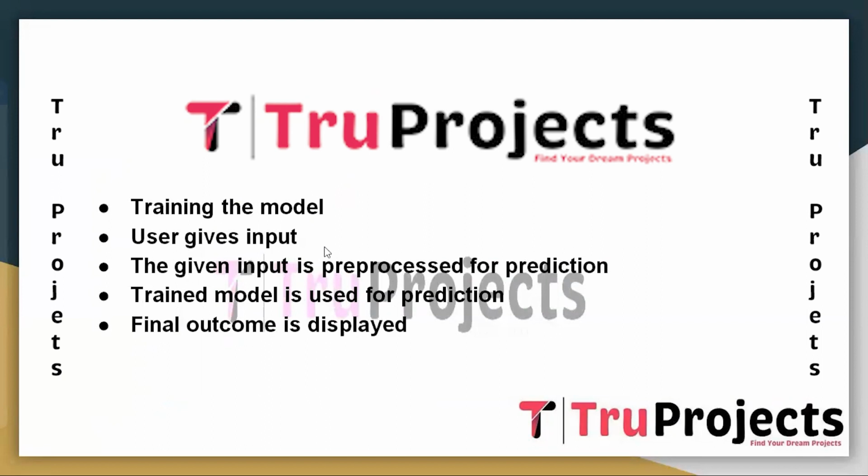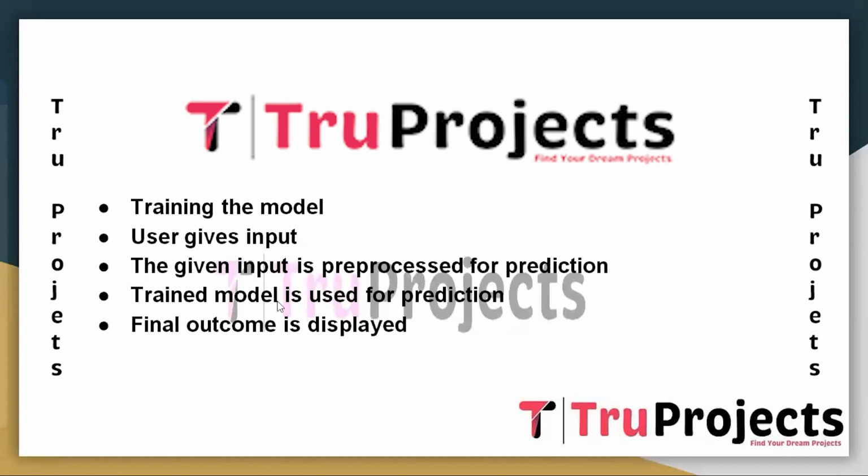And the next one is user gives the input. A Flask web interface is set up to allow the user to input the academic performance, including features like problem solving and programming, linear algebra and calculus, statistics and many more. And the next step is the given input is pre-processed for prediction. The user input provided through the Flask interface is pre-processed to prepare it for prediction. Pre-processing involves tasks like scaling the input data to the model's requirements, feature engineering, and handling missing data.